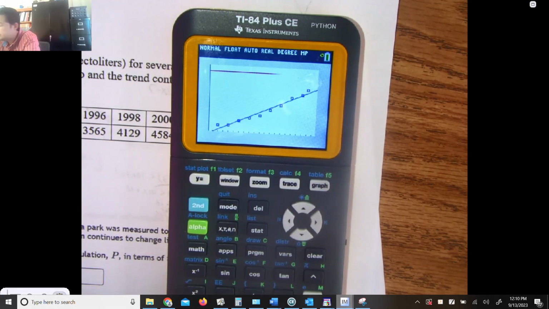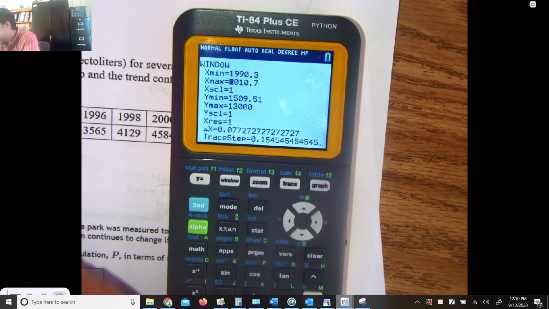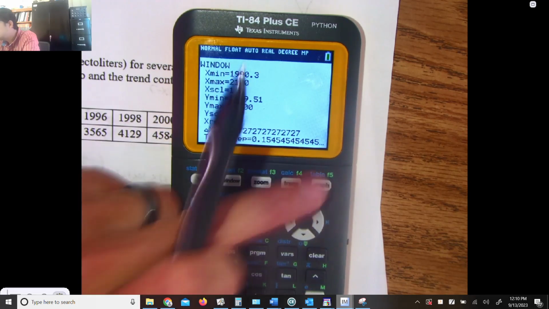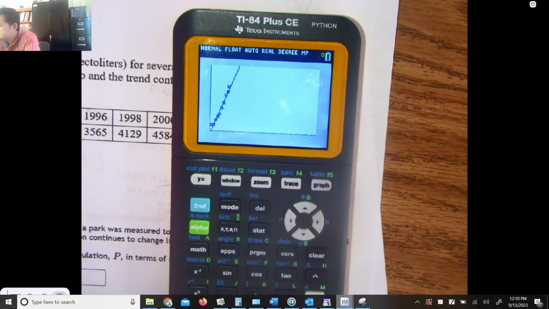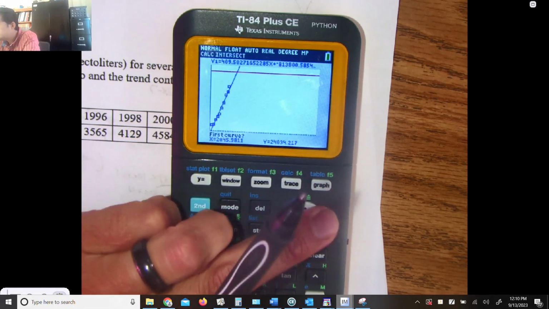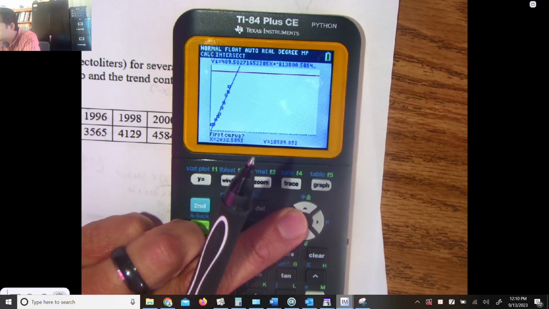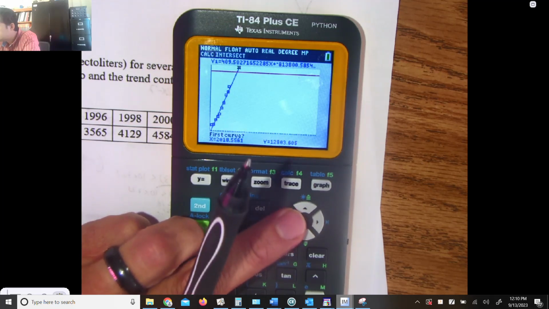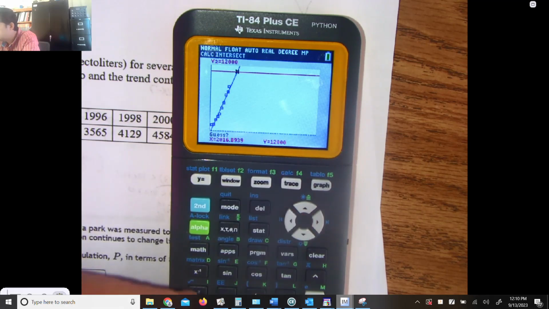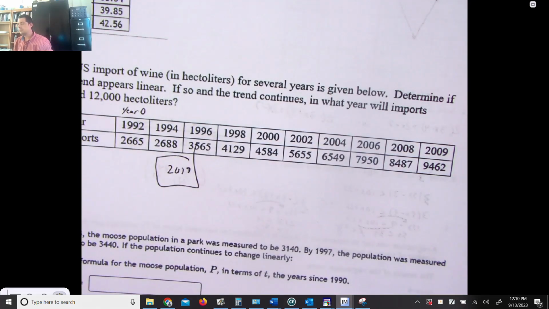And I need to look to the right. So let's add 100 years to this. So you see here 2100. There's an intersection. Second trace 5. That X value is crazy. It's at 2000. There we go. Enter, enter, enter. It looks like the year 2017. 2017, Americans will import 12,000 hectoliters of wine.